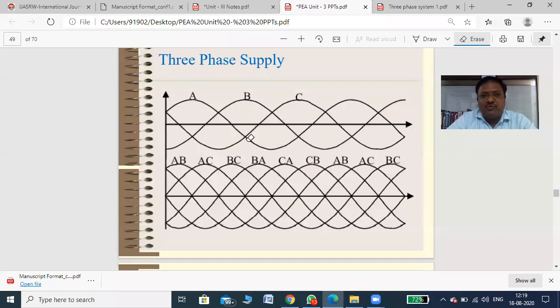The first waveform is called a phase voltage. There are three phases, right? Phase A, phase B, and phase C. We can say red, yellow, and blue, RGB, or RYB, right? Red, yellow, and blue. There are three phases.